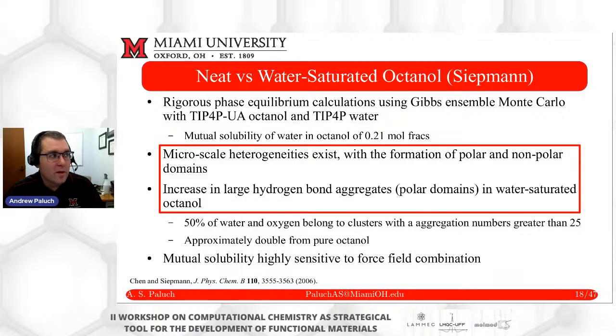Okay, and so in this work by Chen and Siepmann, they performed rigorous Gibbs ensemble Monte Carlo simulations to model the mutual solubility of their TraPPE-UA octanol model with their TIP4P water model. Again, in their calculations, they were able to predict the mutual solubility of that model as 0.21 mole fraction, which is in pretty good agreement with experiment. Okay. But then looking at the structure, what's the difference between neat octanol and water-saturated octanol.